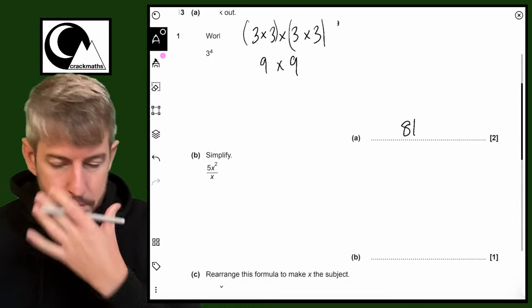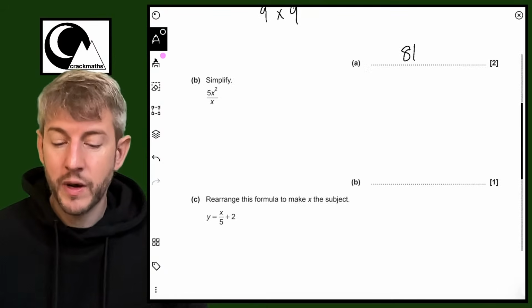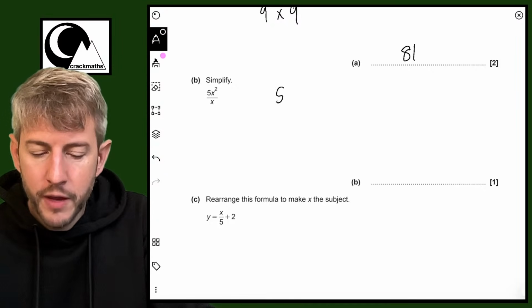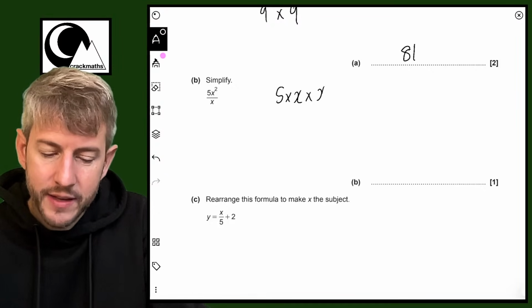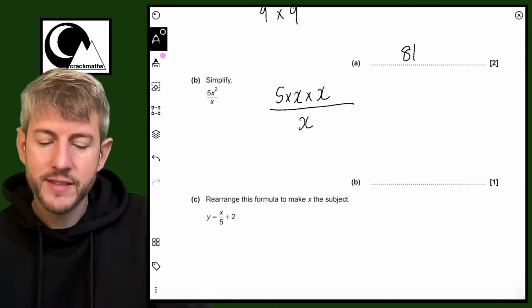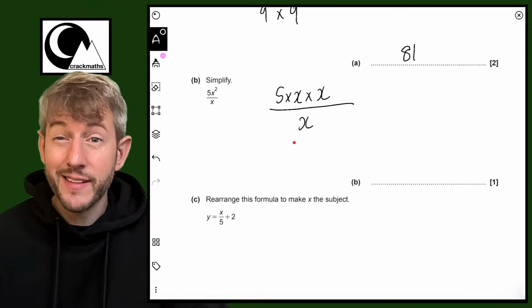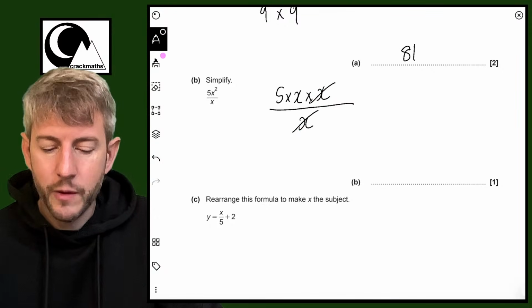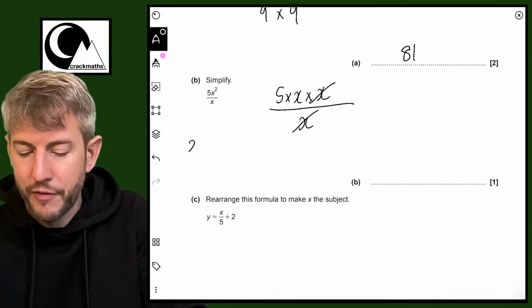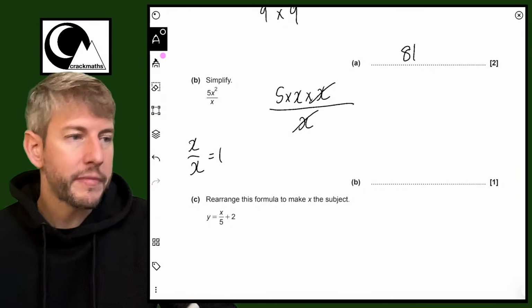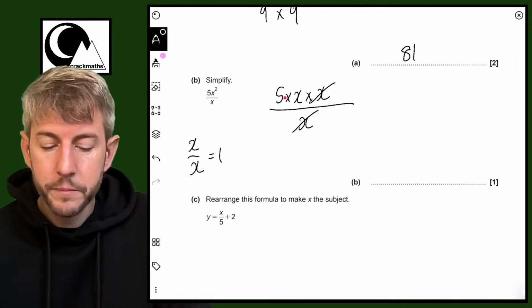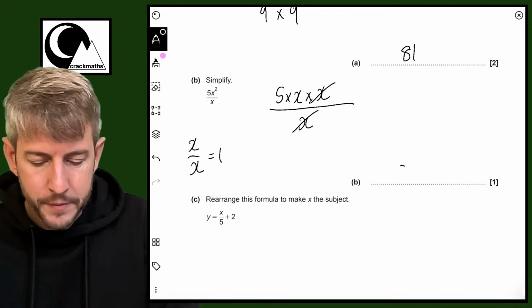Right, here we go. Simplify 5x squared divided by x. Okay, so what I'm going to do is 5x squared is 5 times x times x, divided by x, okay? Well, this is the cancelling down trick. If we've got something that appears on the top and the bottom, we can cancel it down, because x divided by x, if I think about x over x, that equals 1. So because there was an x on the top and an x on the bottom, I can divide those out, so they become 1, leaving us just with the 5x.